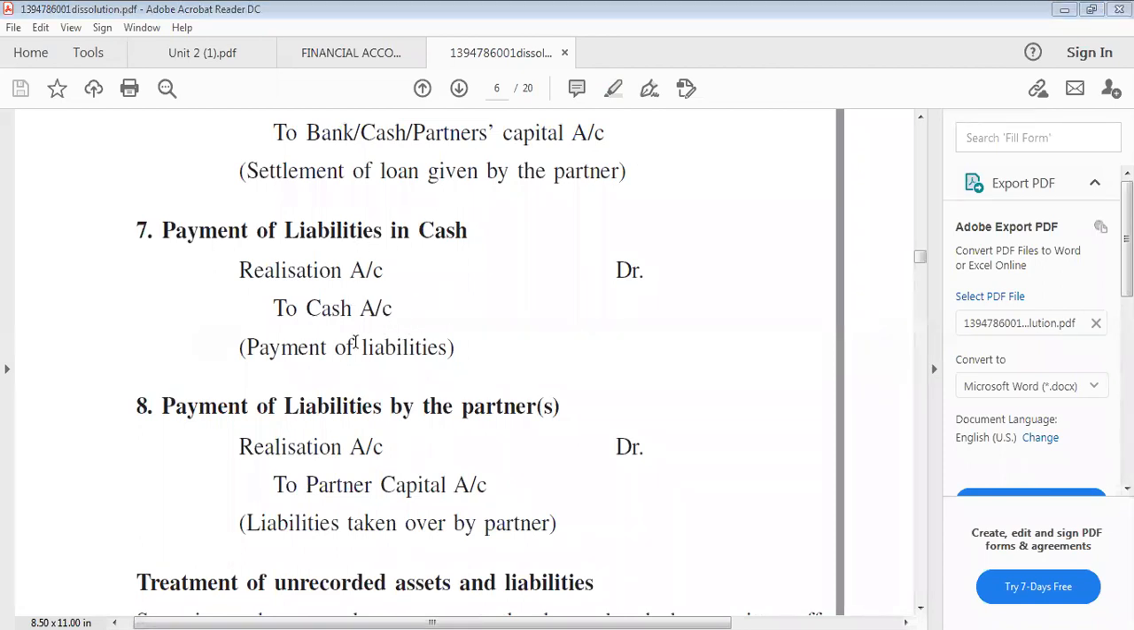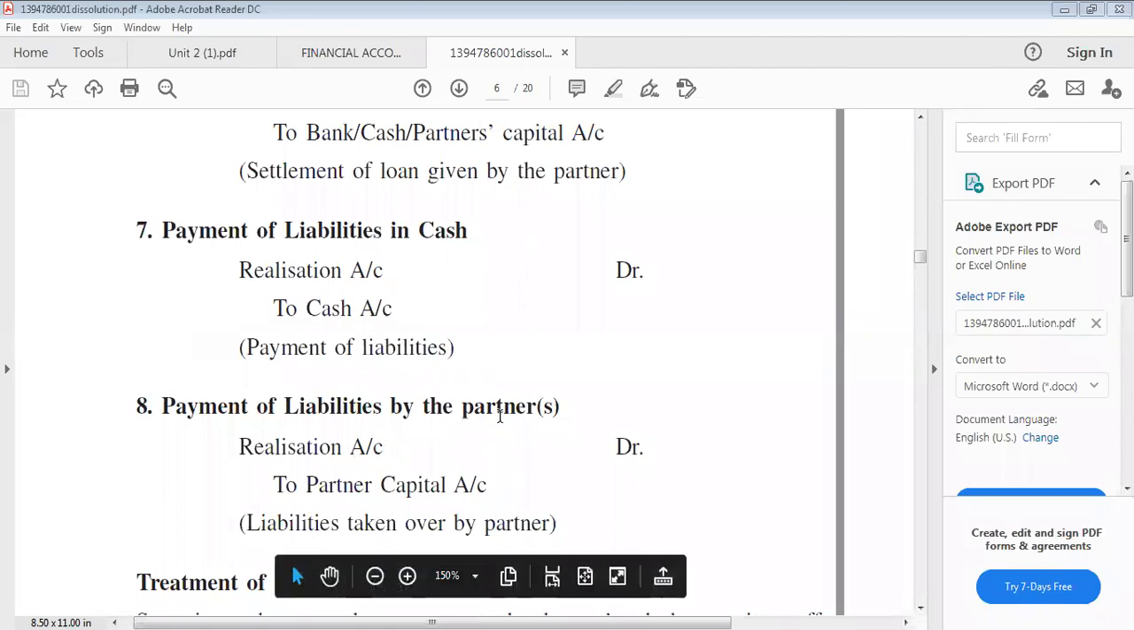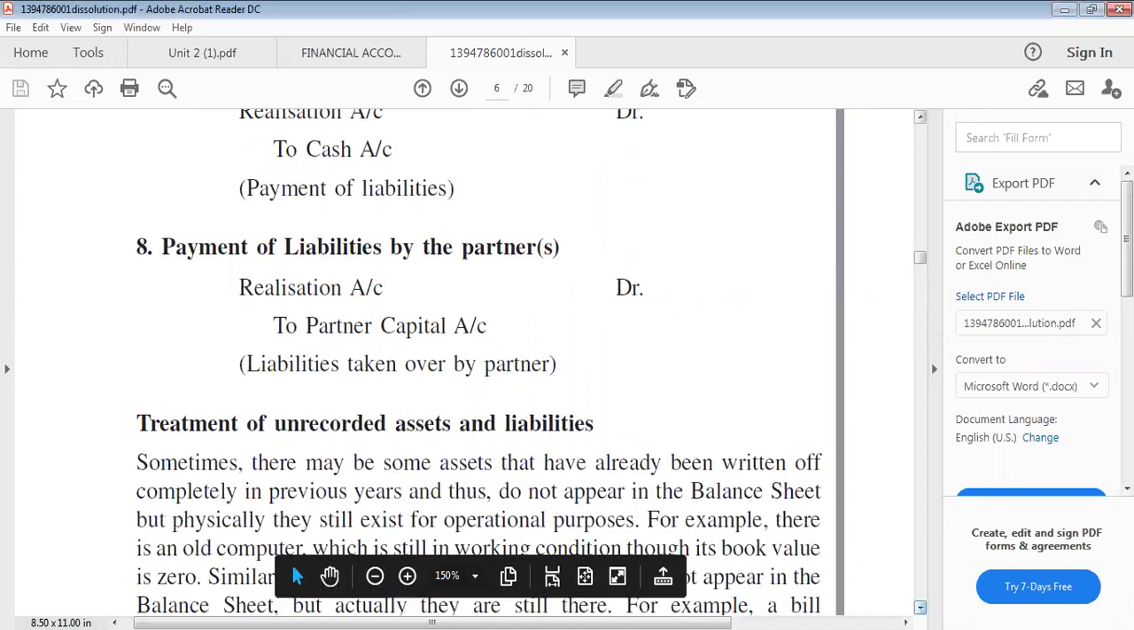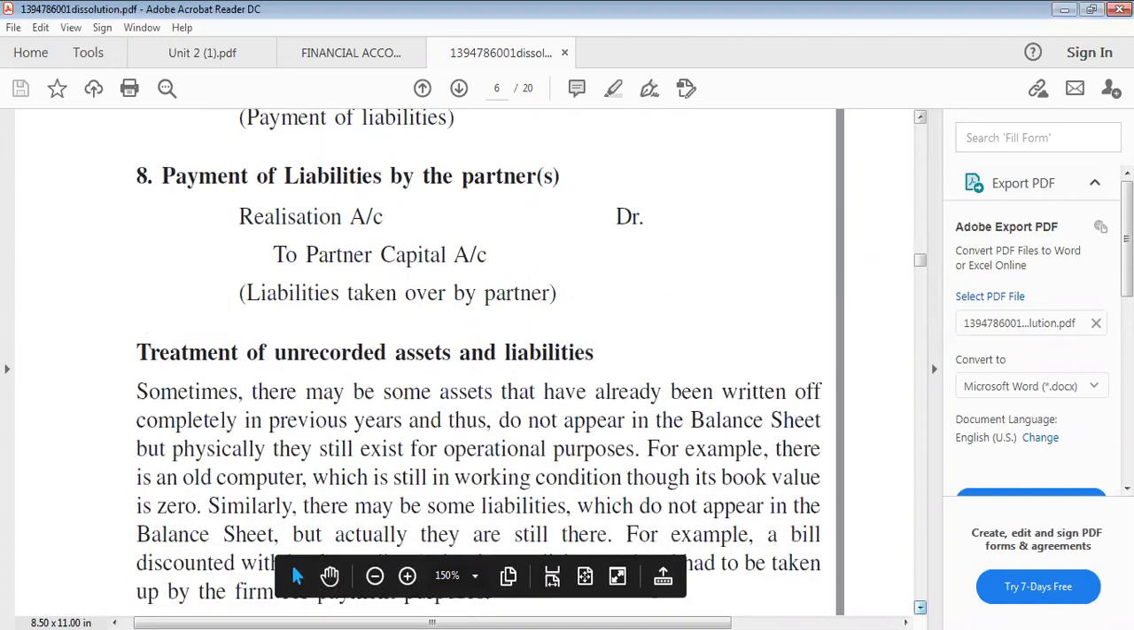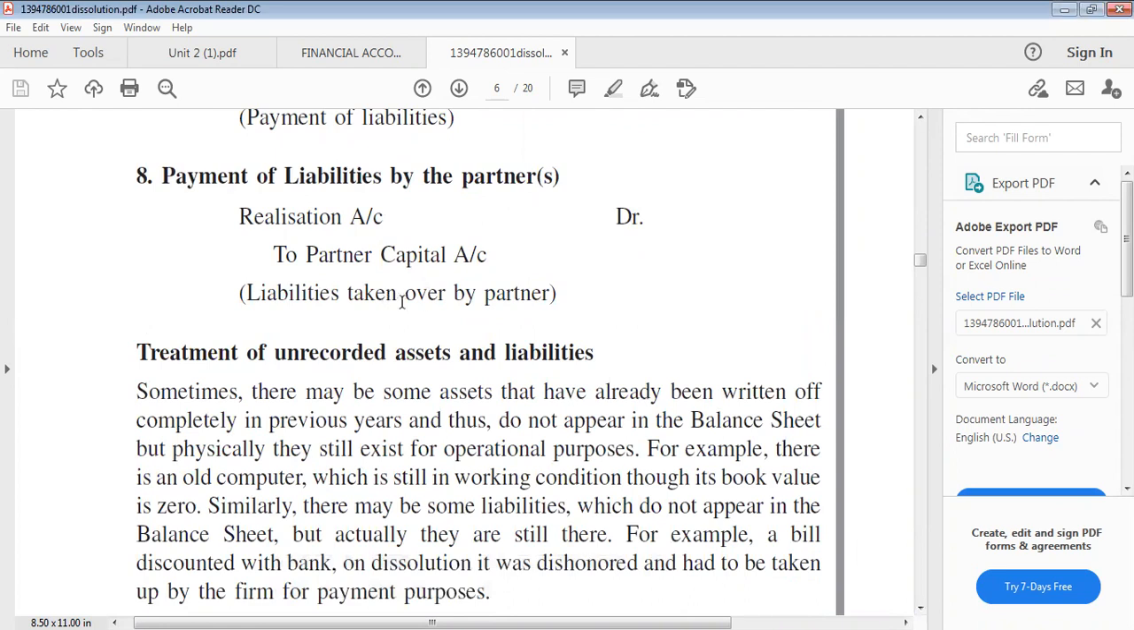Look at now payment of liabilities by the partners. Debit realization account, and then you what? Credit the partner's capital account. Liabilities taken over by a partner.